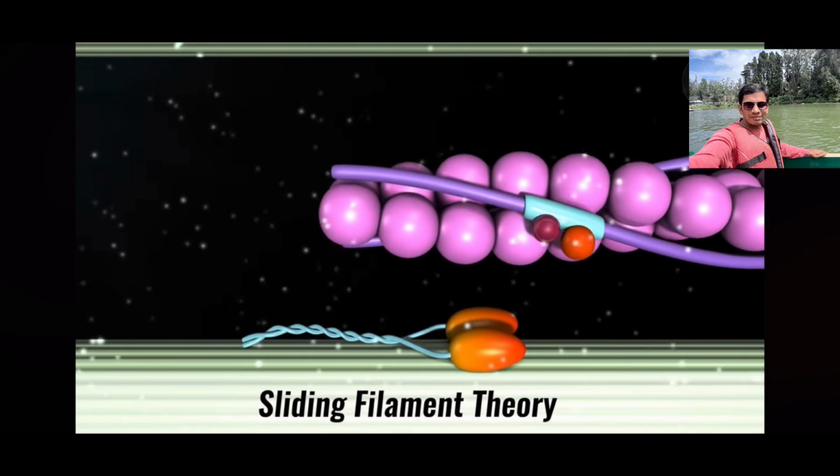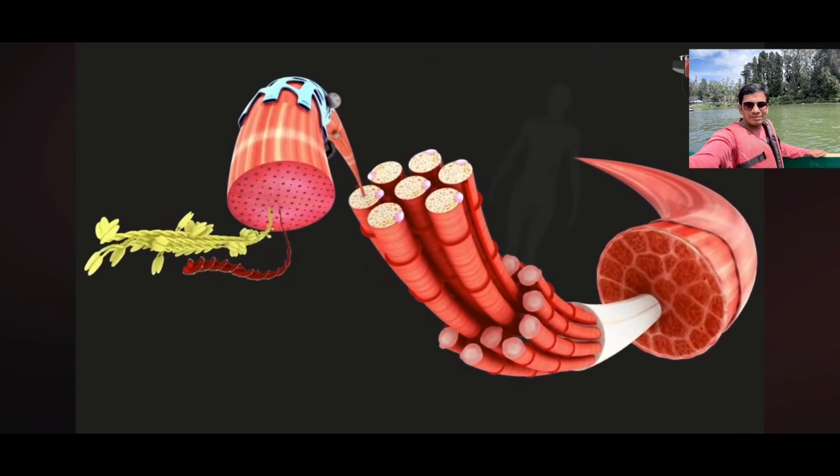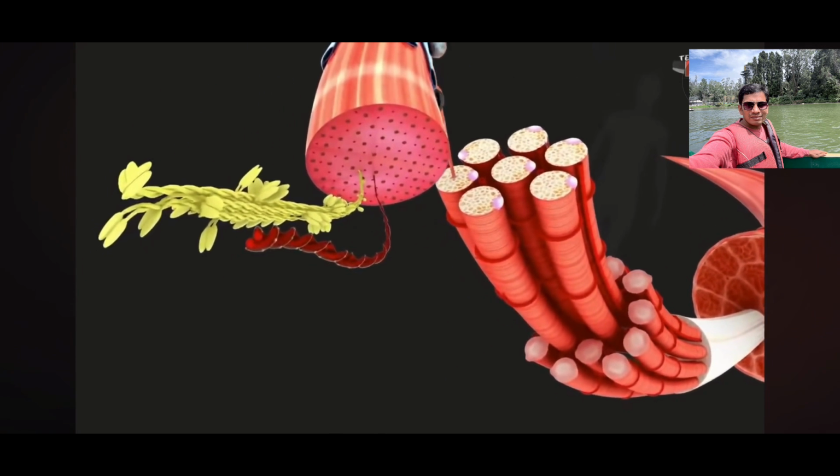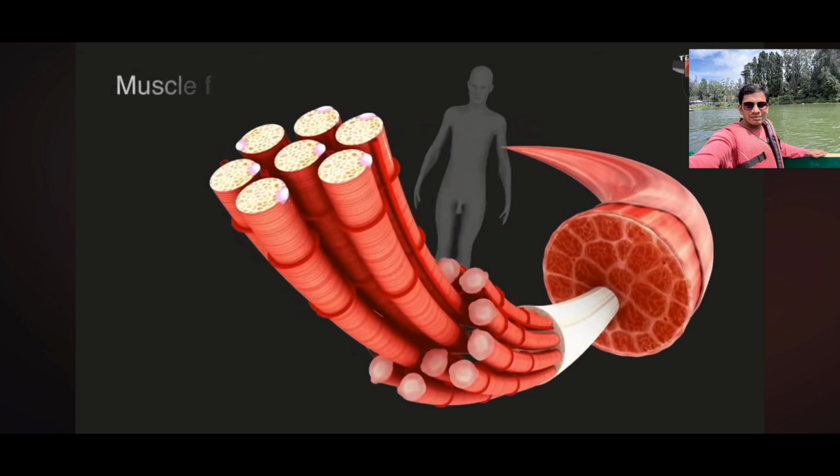By Huxley and Hansen. So here in the sliding filament theory, the first thing is the action potential and calcium release. The calcium will be released from the sarcoplasmic reticulum.